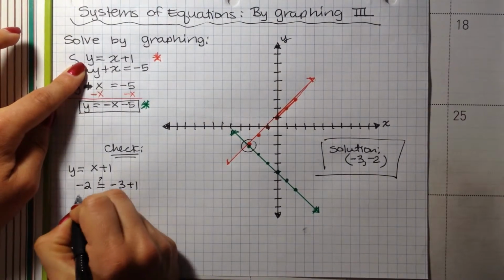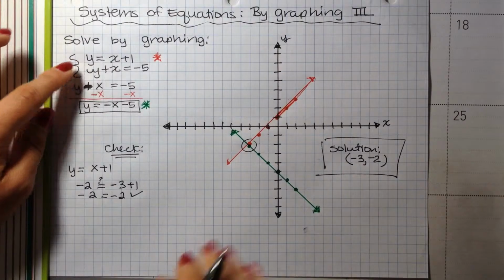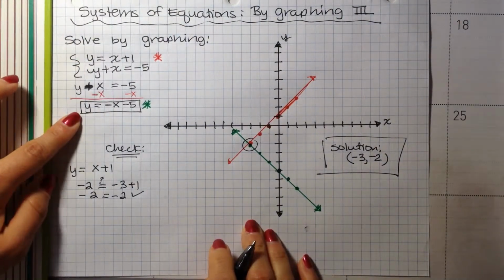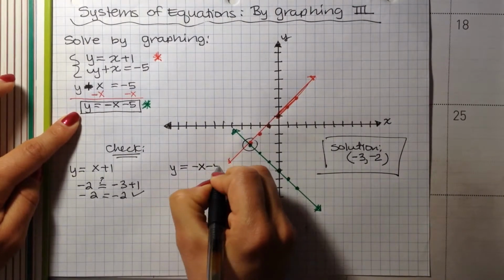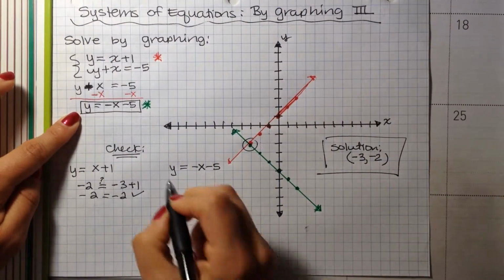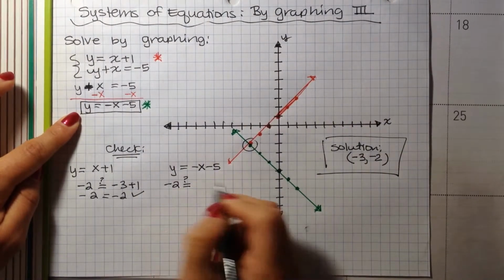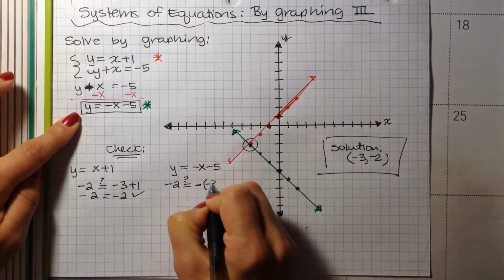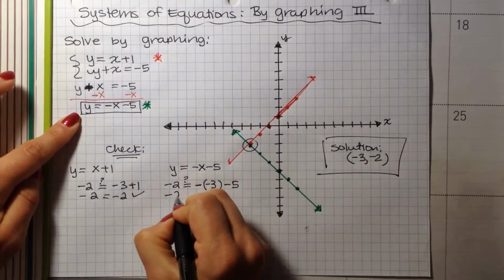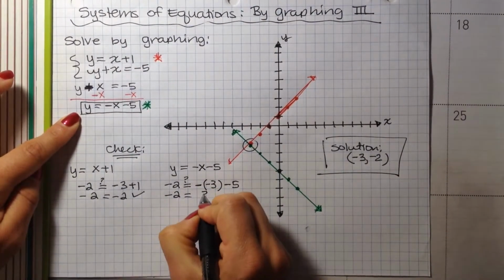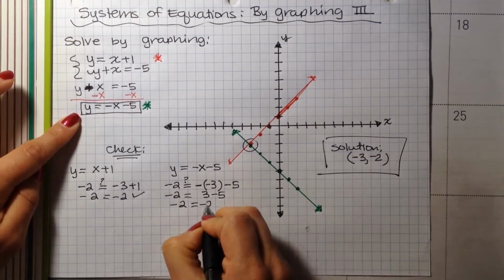It does look like it is. -2 equals -2. So it works for the first equation. Check the second equation. y equals -x - 5. Replace y with -2. Is that equal to negative -3, be careful with that, minus 5? Negative -3 is 3, minus 5. Looks like -2 is equal to -2.